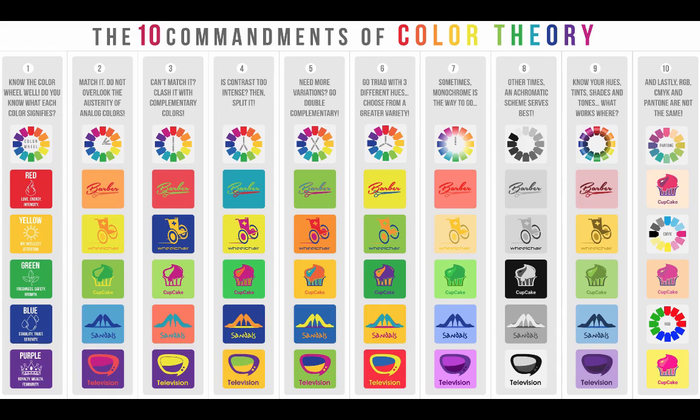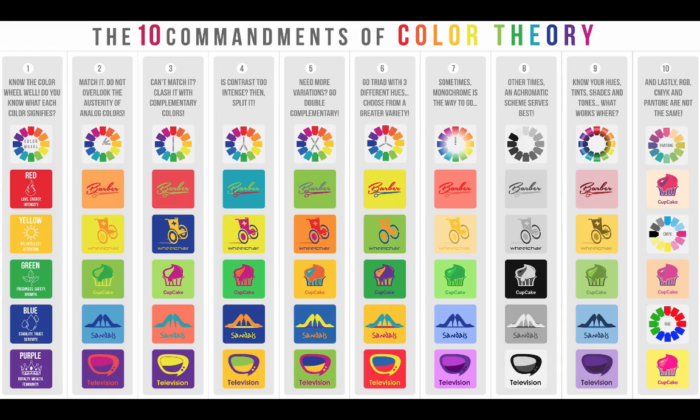Now, the second commandment is match it and do not overlook the austerity of analogous colors. Well, analogous colors are simply colors that are next to each other on the color wheel. So the example on this infographic would be orange, a lighter orange, and an even lighter orange. And I love doing things like this, making very simple color themes with very similar colors. They tend to complement each other, in my opinion.